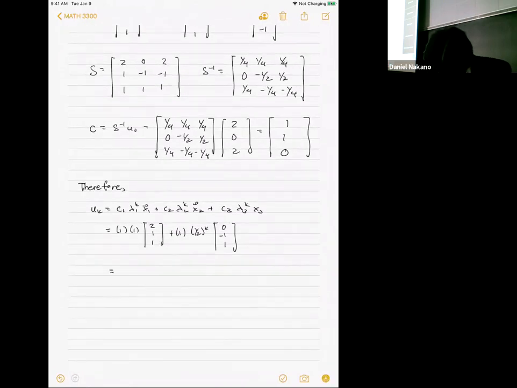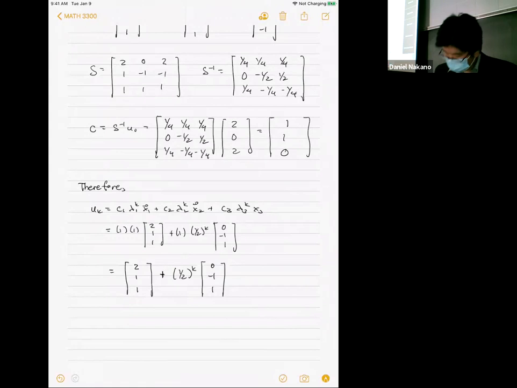Okay, so let me clean this up a little bit. So this is 2, 1, 1 plus 1/2 to the k times 0, minus 1, 1. Okay? So we found the solution for this difference equation.